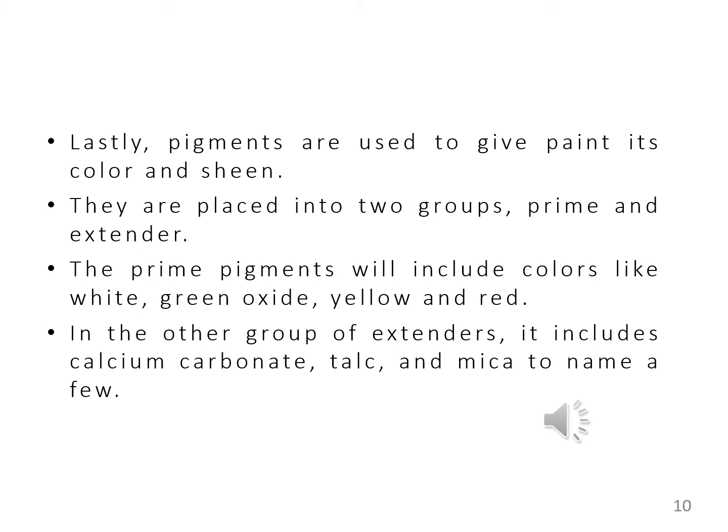And why does sheen happen? The sheen happens due to the presence of reflected light. So the main purpose of the pigment is to give the color and sheen to the paint. They are placed into two groups, prime and extender. So basically they are placed into two groups. One group is the prime and the second group is the extender.